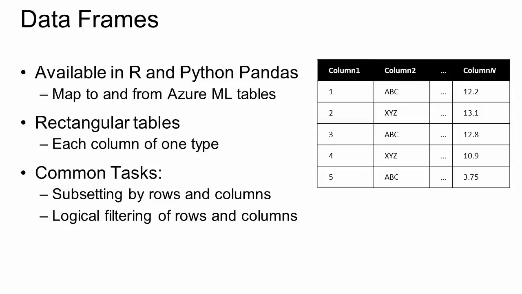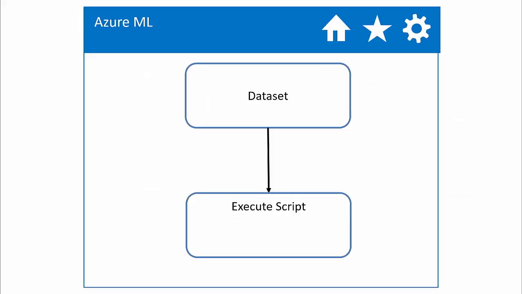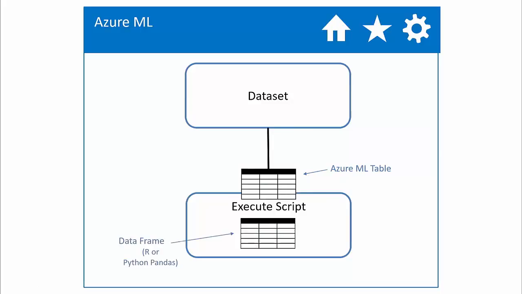pandas. So in Azure ML, we have the following setup. Say our data set and execute whatever script. This could be Execute R or Execute Python. So you've already seen this. You get a data set that comes down. This is an Azure Machine Learning table that's output from the data set, and then it shows up as a data frame for R or for Python pandas.